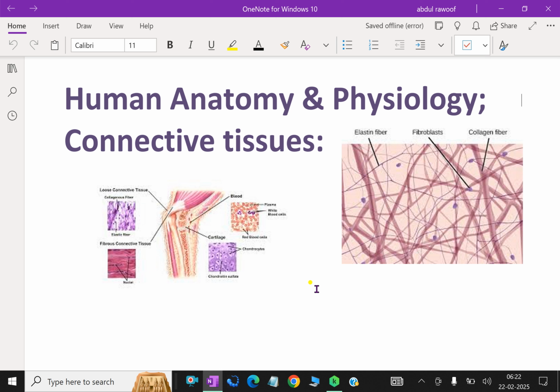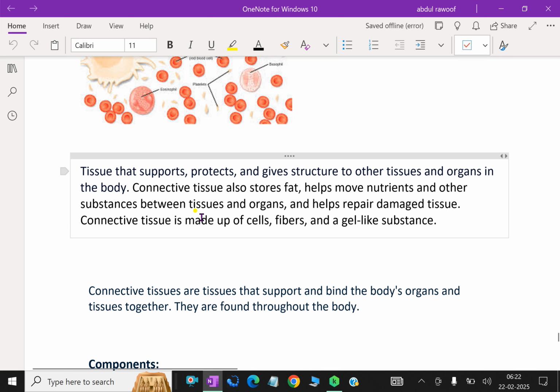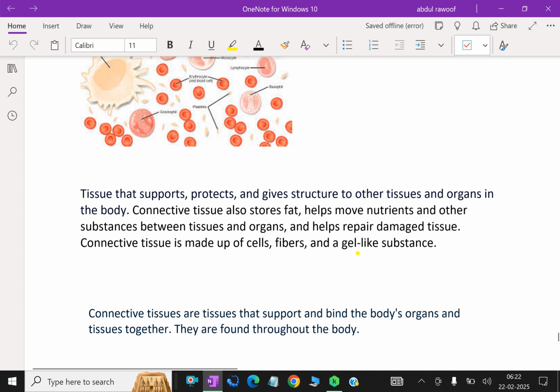Now we'll discuss further about connective tissues. Tissues that support, protect, and give structure to other tissues and organs in the body. Connective tissues also store fat, help move nutrients and other substances between tissues and organs, and help repair damaged tissues.